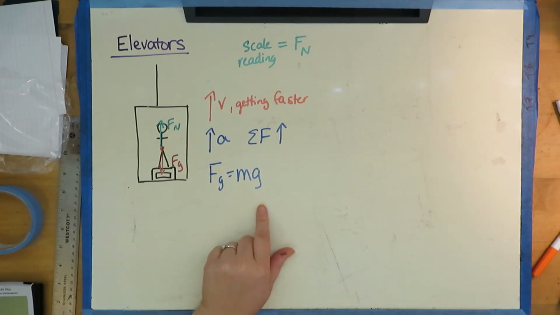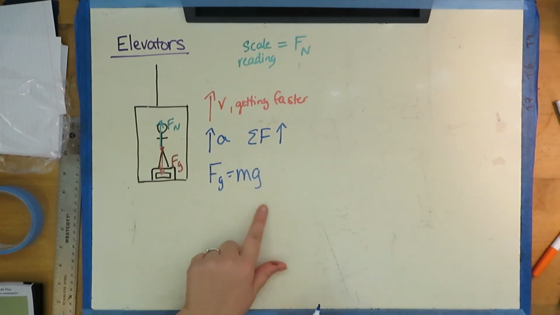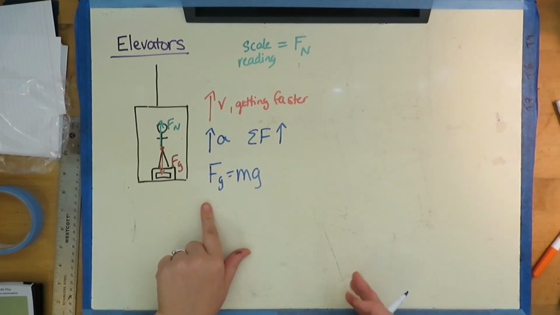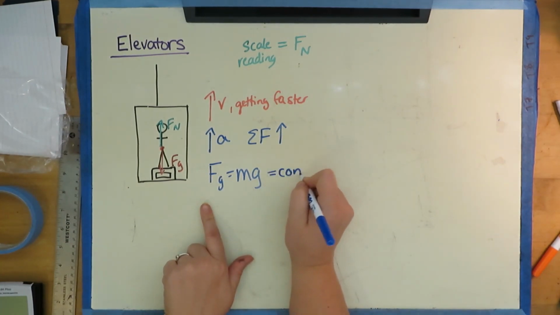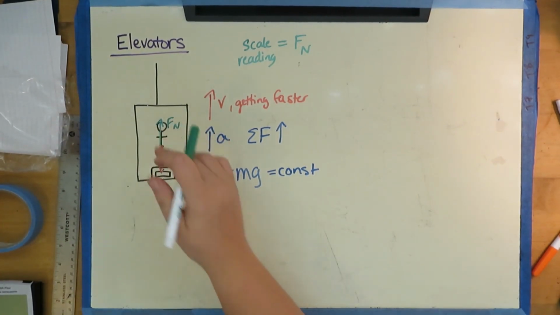So g is a constant. My mass doesn't change by the elevator starting to move. So therefore, my force of gravity is constant. Which means if I have a net force, it's not because my force of gravity changed. It's because my normal force changed.